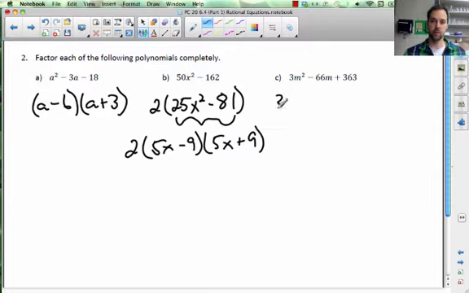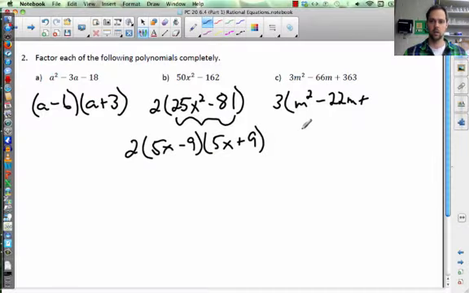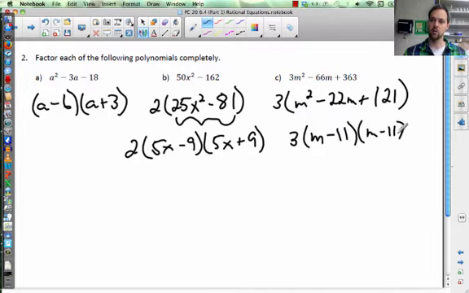Here a 3 will definitely come out, and we'll be left with m squared minus 22m plus 363 divided by 3. 363 divided by 3 is 121. 121 is 11 times 11. So this is 3 times m minus 11 times m minus 11. So negative 11 times negative 11 is positive 121, but adds up to negative 22.